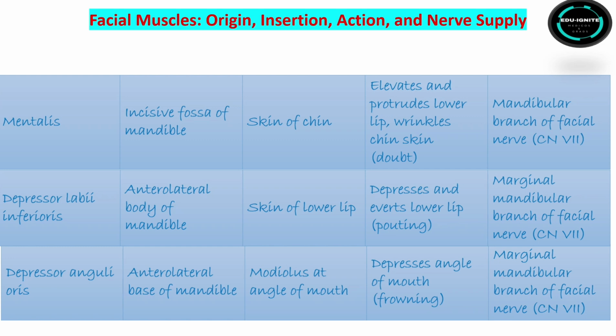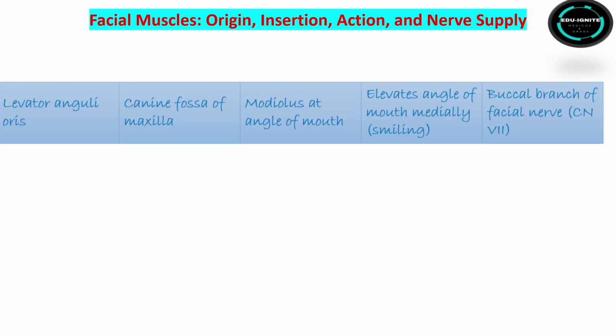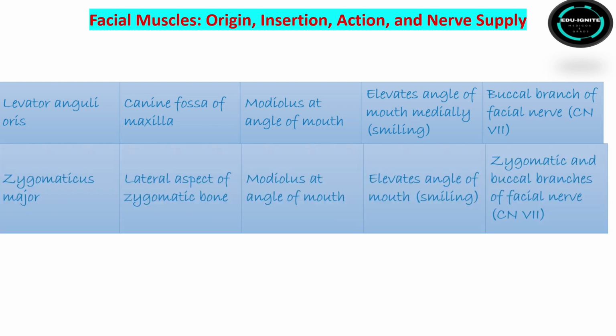Depressor anguli oris muscle originates from anterolateral base of mandible and inserts into modiolus at angle of mouth. Depressor anguli oris muscle depresses angle of mouth and is supplied by marginal mandibular branch of facial nerve. Levator anguli oris muscle originates from canine fossa of maxilla and inserts into modiolus at angle of mouth. It elevates angle of mouth medially, is involved in smiling expression of the face, and is supplied by buccal branch of facial nerve.